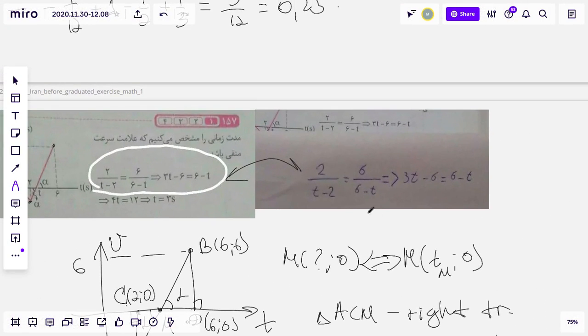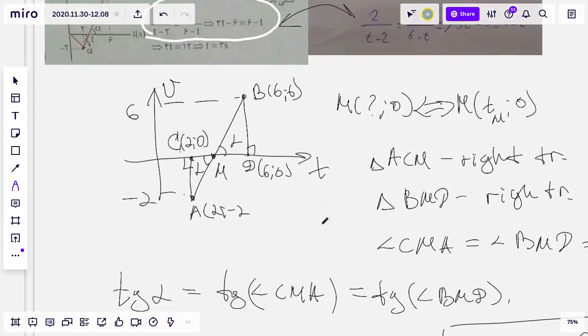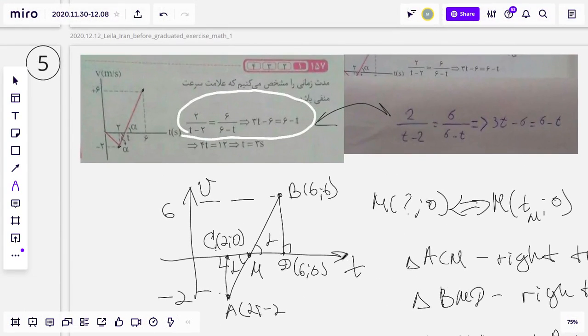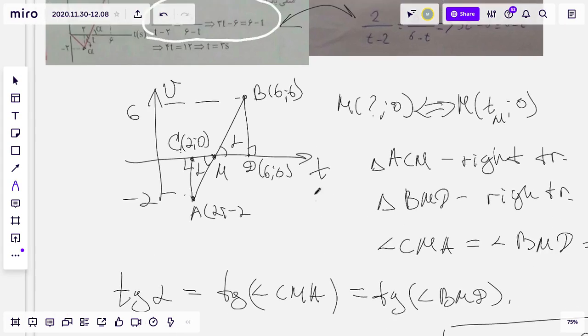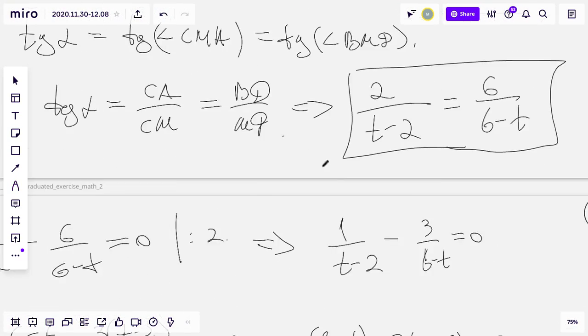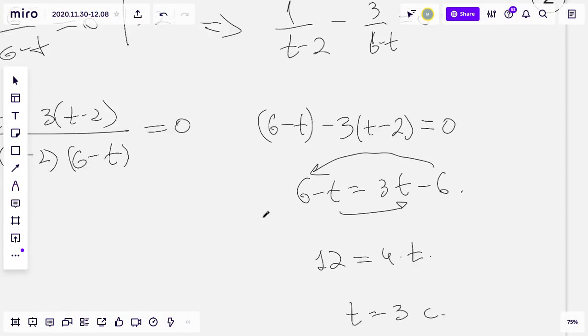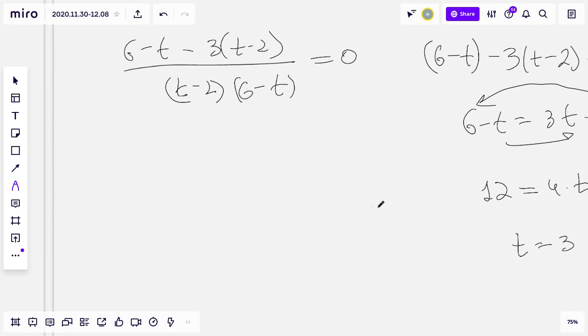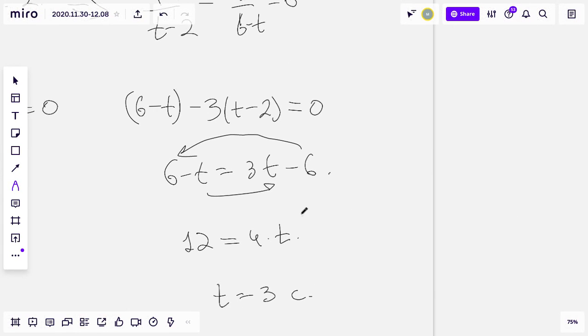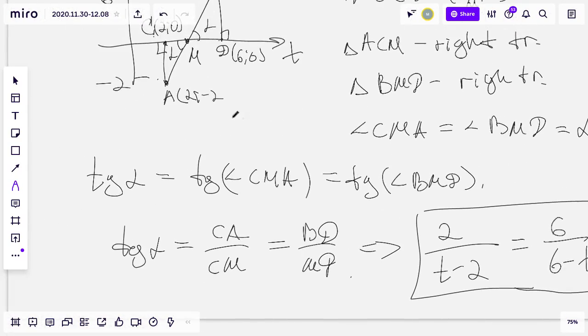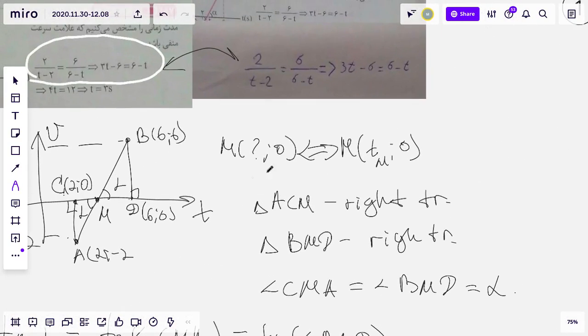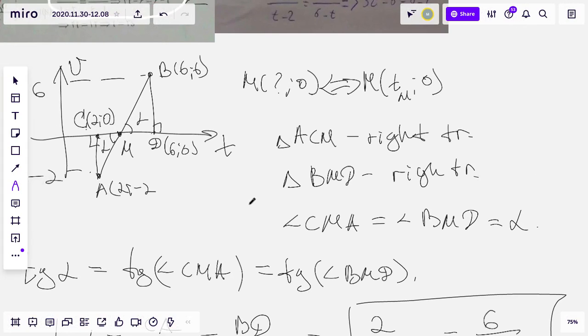This is the explanation of this solution. The time is equal to 3 seconds when velocity becomes equal to 0. This was the explanation of this kind of solution.